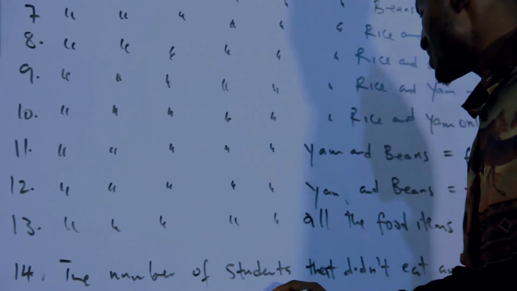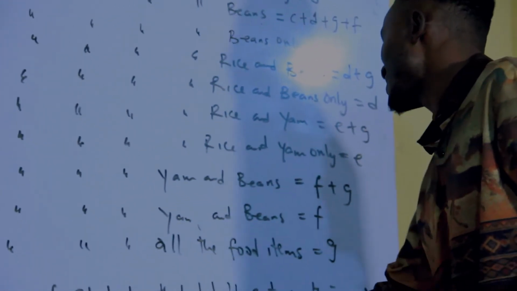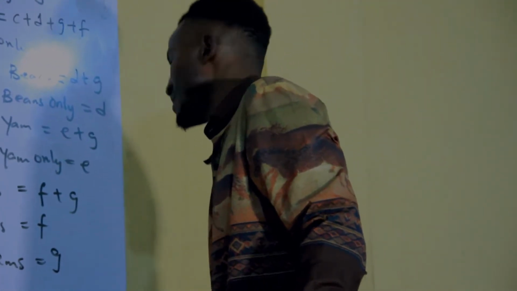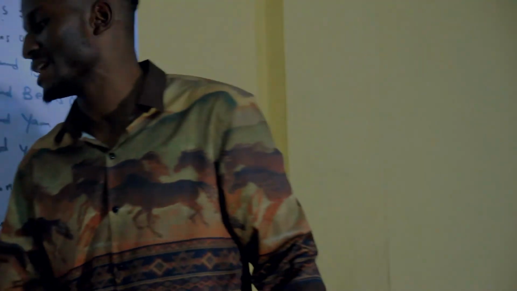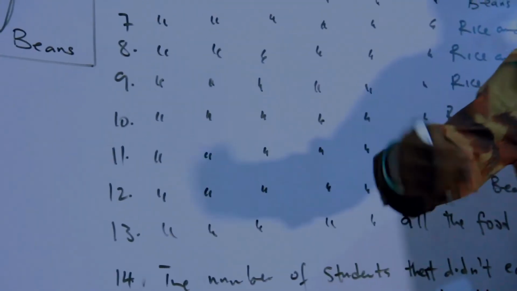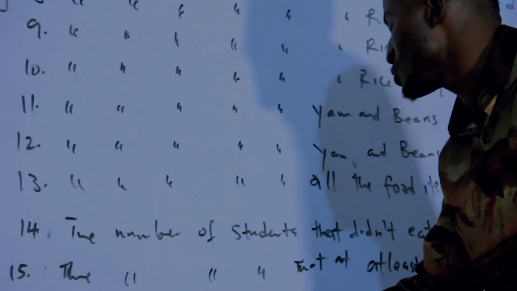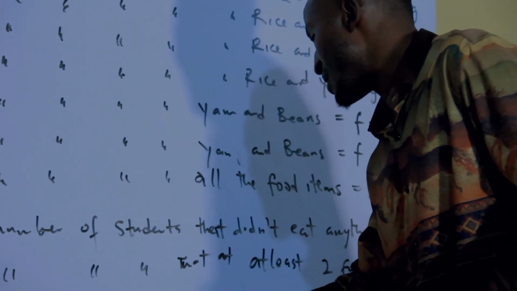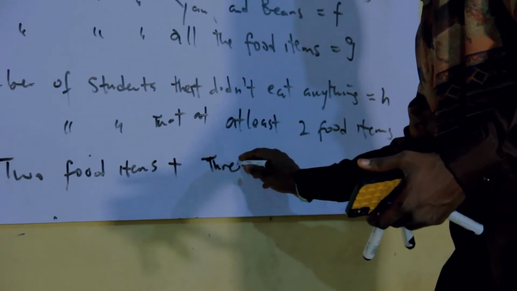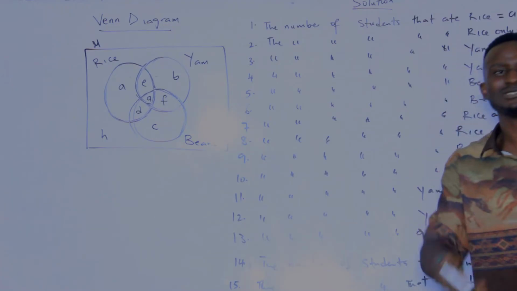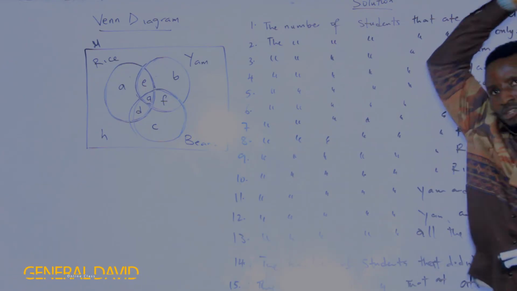that ate at least 2 food items. At least 2 food items. Now they are saying the number of students that ate at least 2 food items, it means the lowest is what? Is 2. That shows that we still have those that ate up to 3, and they said the lowest is 2. That shows that at least 2 food items would be the combination of those that ate 2 food items and those that ate 3 food items, because they said at least 2 food items. That is, the lowest is 2, up to the highest.